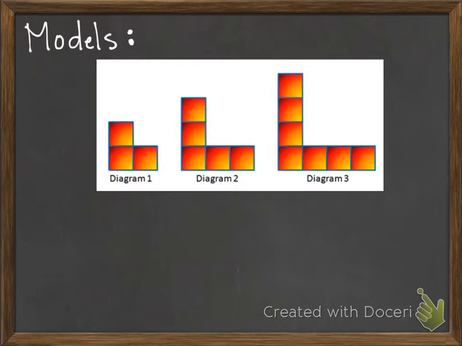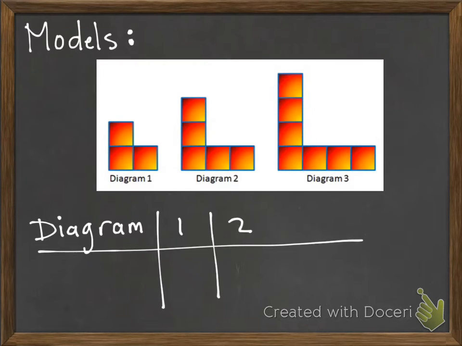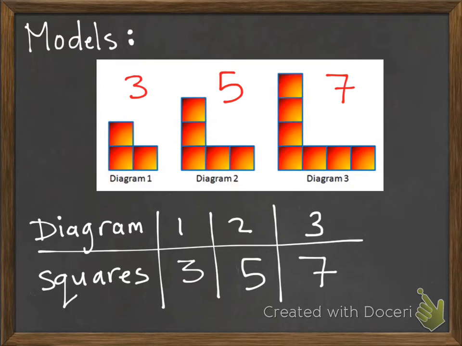The final example we're going to look at is when the sequence is given by a model or picture. Sometimes we'll have diagrams or pictures to represent a sequence or pattern. In this case, we're going to look at each diagram number and identify how many squares are in that picture to see what the value for that term of the sequence is. So the first diagram has 3, the second has 5 squares, and the third diagram has 7 squares, which means our sequence is going to be 3 and then 5 and then 7.